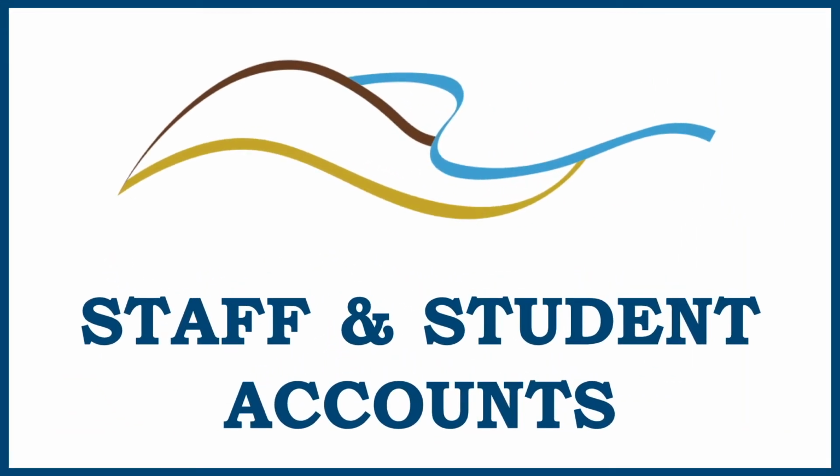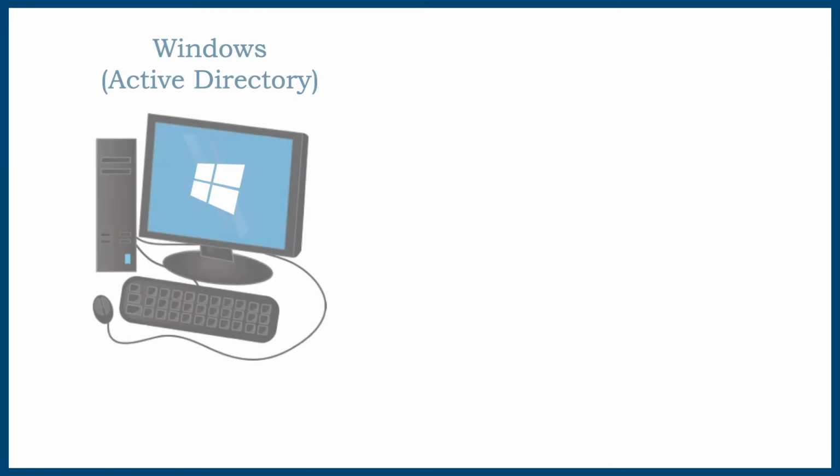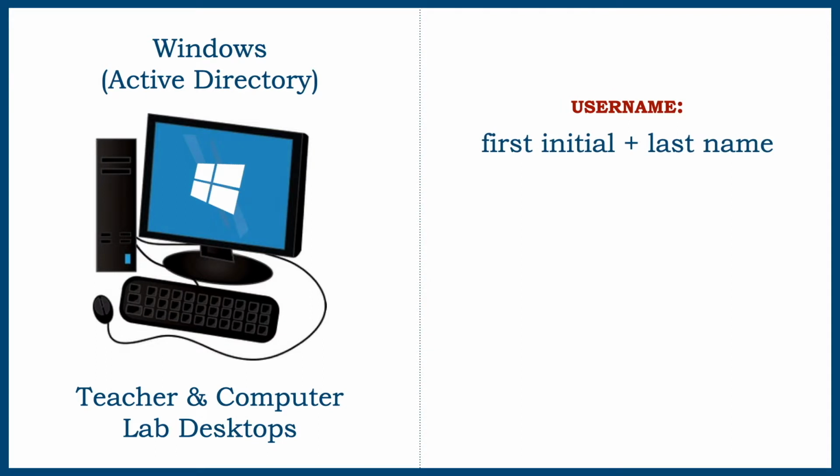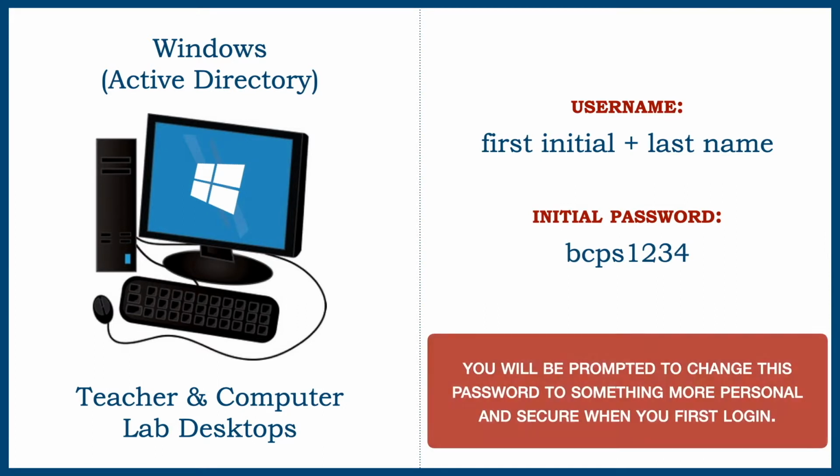Employees have two primary accounts. The first is a Windows or Active Directory account that provides access to all network computers throughout the division. Your username is usually your first initial plus your full last name. The default password is Bcps 1234. When you first log in to a desktop computer, you will be prompted to change this password.